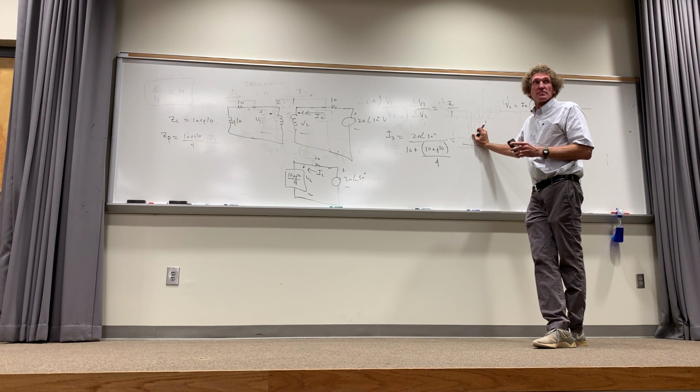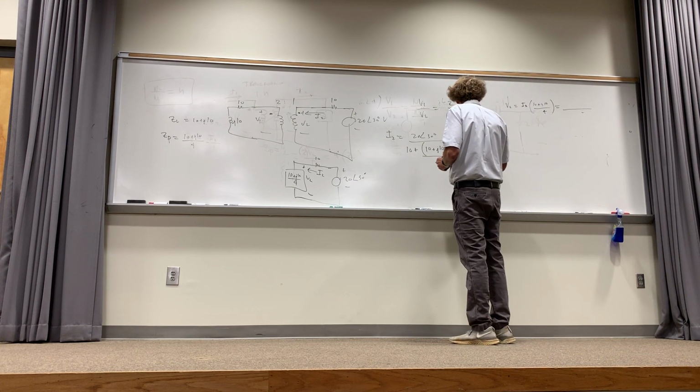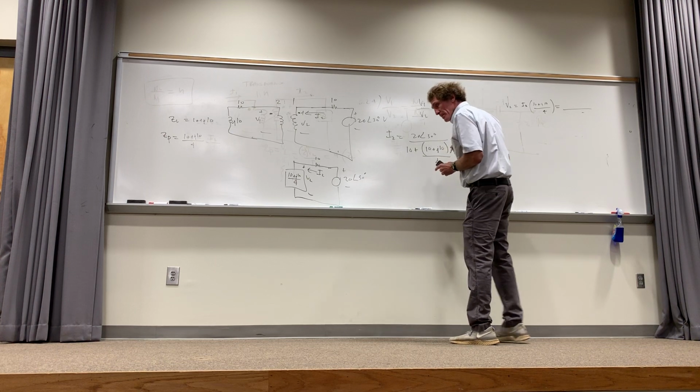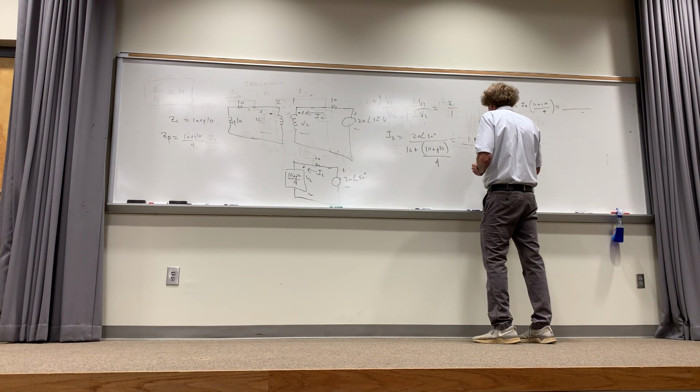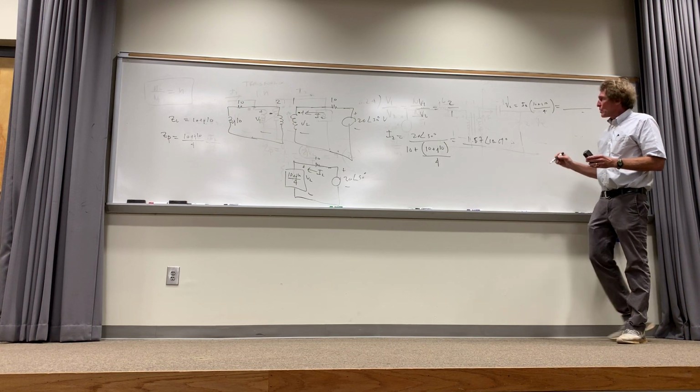What'd you get? 1.57 at an angle of 18.69. At an angle of 18 point what? 69 degrees. All right, that would be in amps. That's I2, right? What do you get for V2?